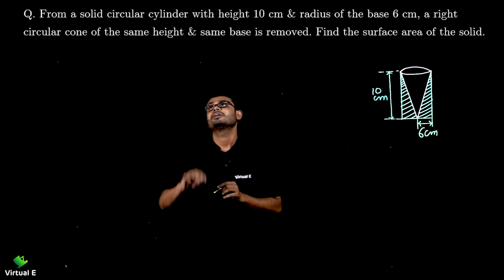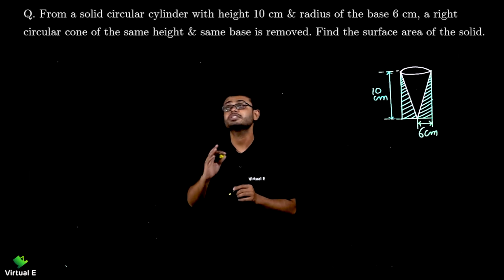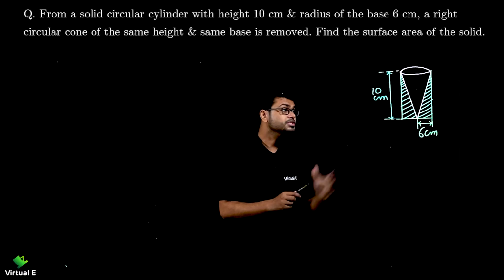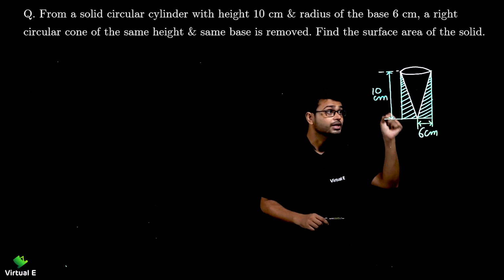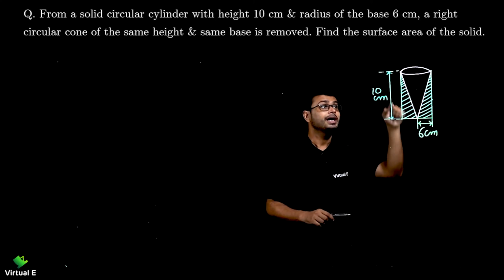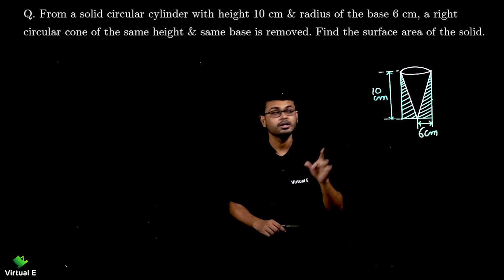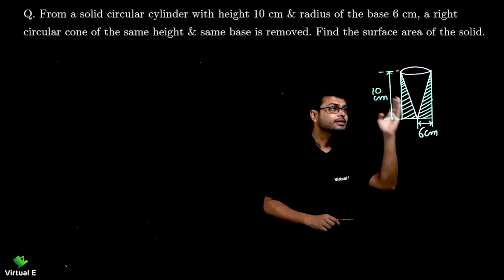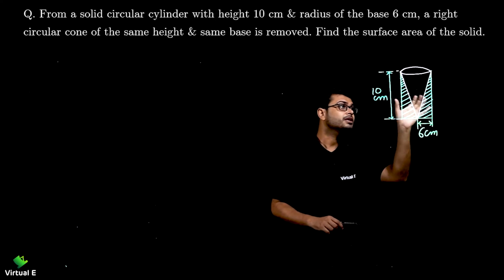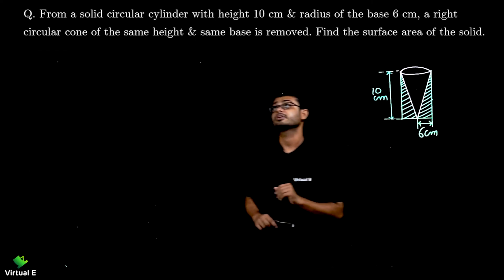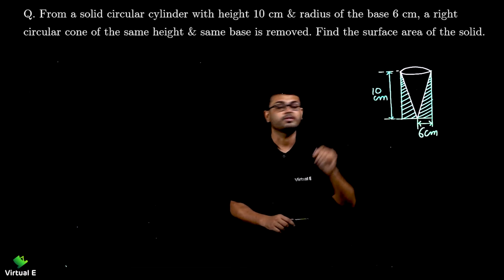A right circular cone of the same height and same base is removed. Okay. So from the cylinder, there is one right circular cone which has been removed with same height and same radius of the base. Remember, the dimensions of the cone and cylinder are the same. Height is 10 centimeter and radius of the base is also 6 centimeter. Good. Find the surface area of this solid.